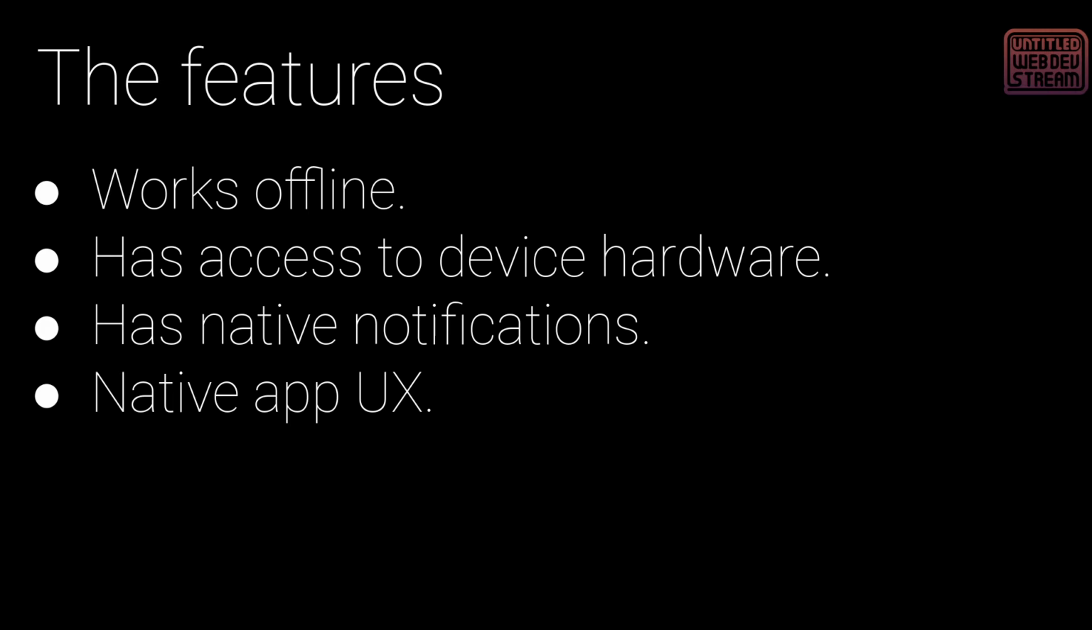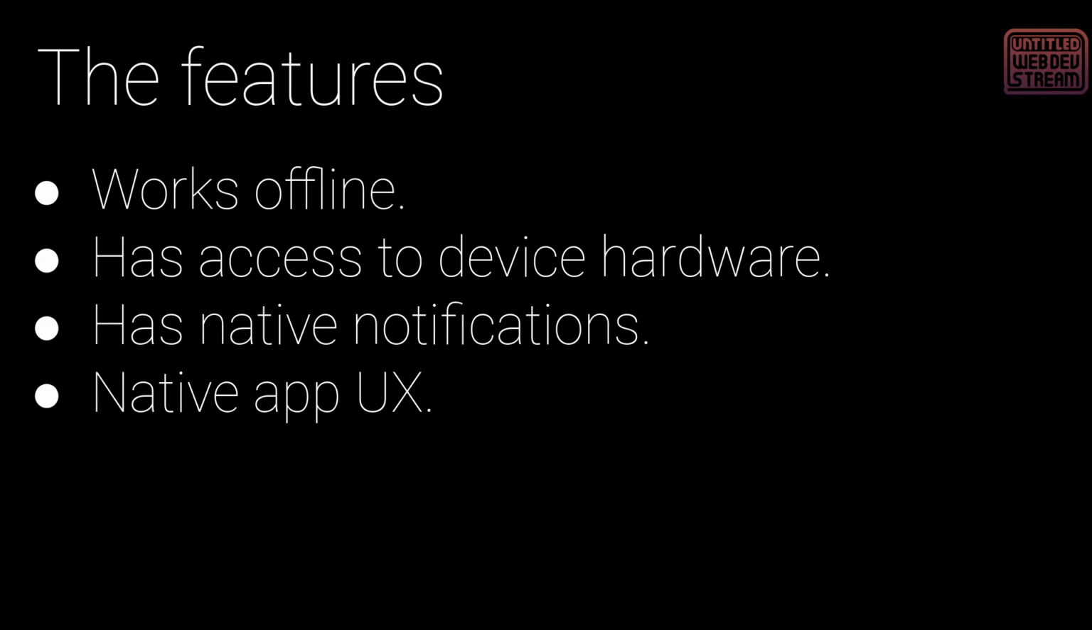But the user has to give explicit permission for that. So if you want to, for example, access the camera, the user will see a prompt asking him or her, "Hey, do you want to give this app access to your camera?" And if they allow it, then you can access the camera. It's not that you have free access to all the hardware, okay?